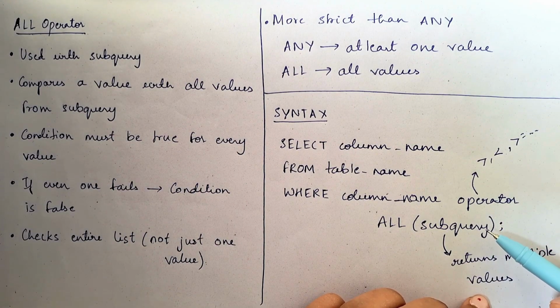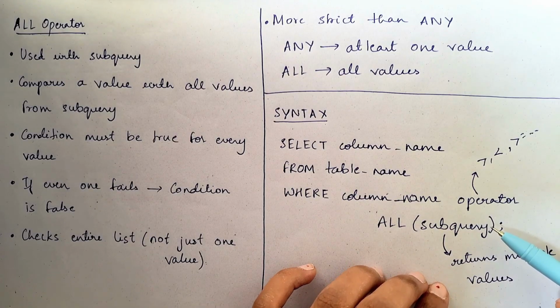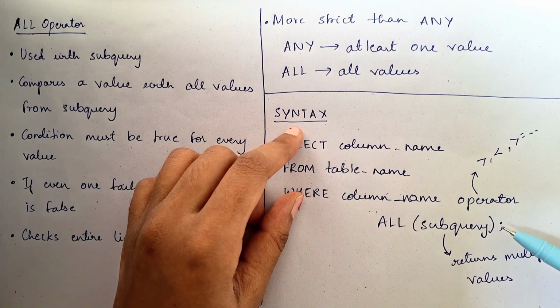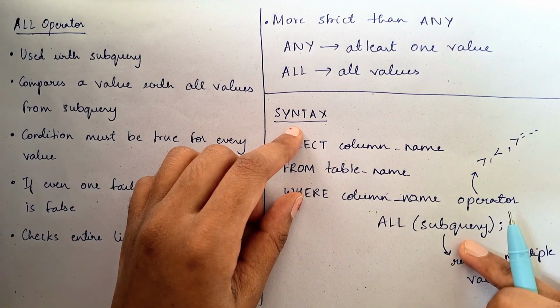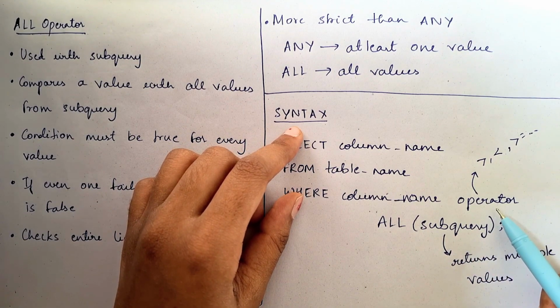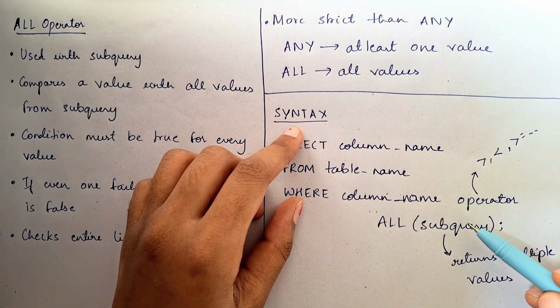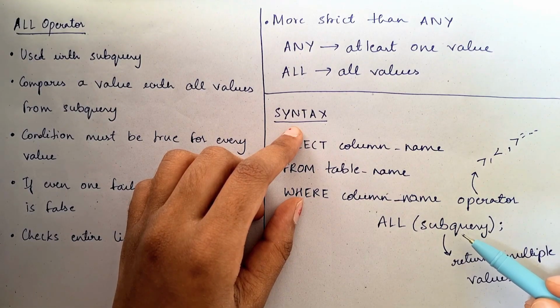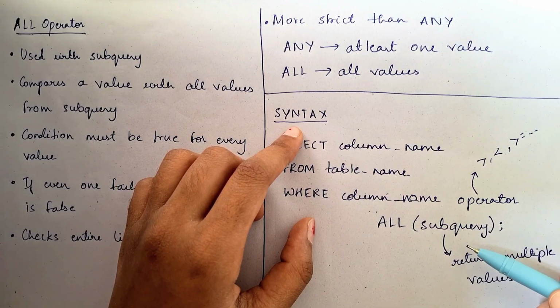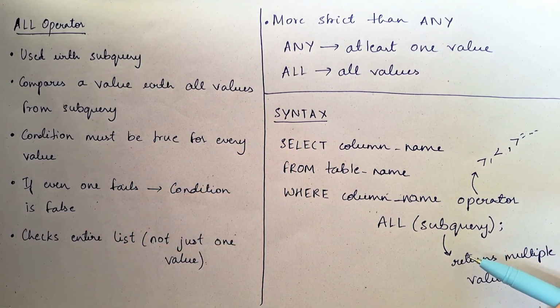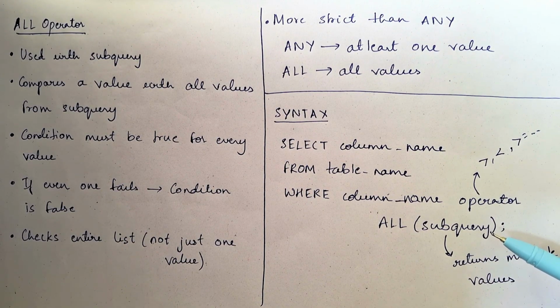So, listen carefully guys. What happens here is the value from the main query column is compared with all the values returned by the subquery using this operator. And the condition will be true only if it satisfies the condition for every single value returned by the subquery. Even if one comparison fails, then that row will not be included in the result. So this is how the all operator works with the syntax. Now let's understand this better with a simple example.